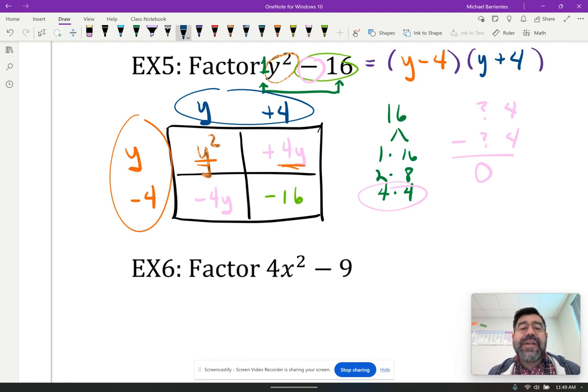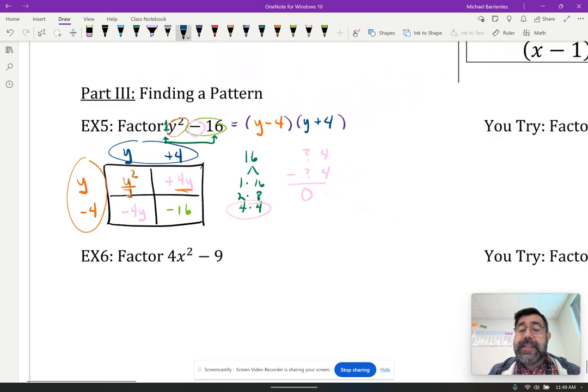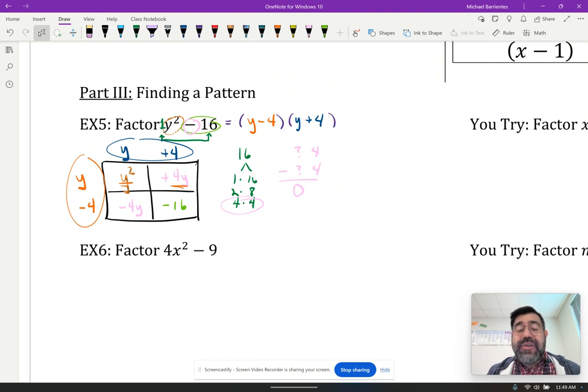In the next video, we'll do example 6, and then I'm going to ask you to do the one to try over here on your own, and then see if you can find a pattern in all the answers that you got. Because if you do find a pattern, that could be a shortcut that could save you some time.